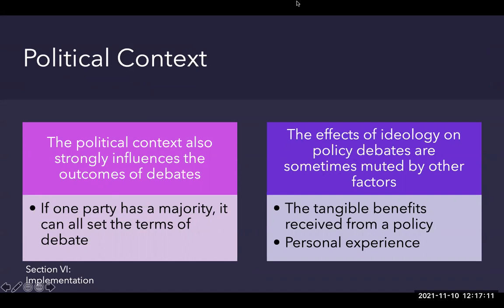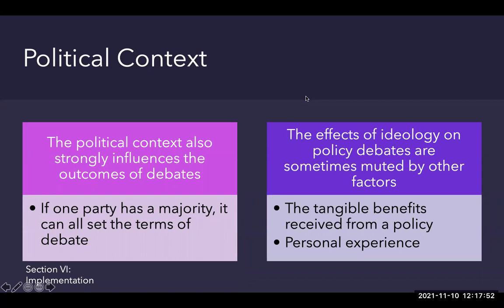So the political context also greatly influences the outcomes of the debate. If one party has a majority, it can also set the terms of the debate, and the effects of ideology on policy debates are sometimes muted by other factors, such as the tangible benefits received from a policy and personal experience.